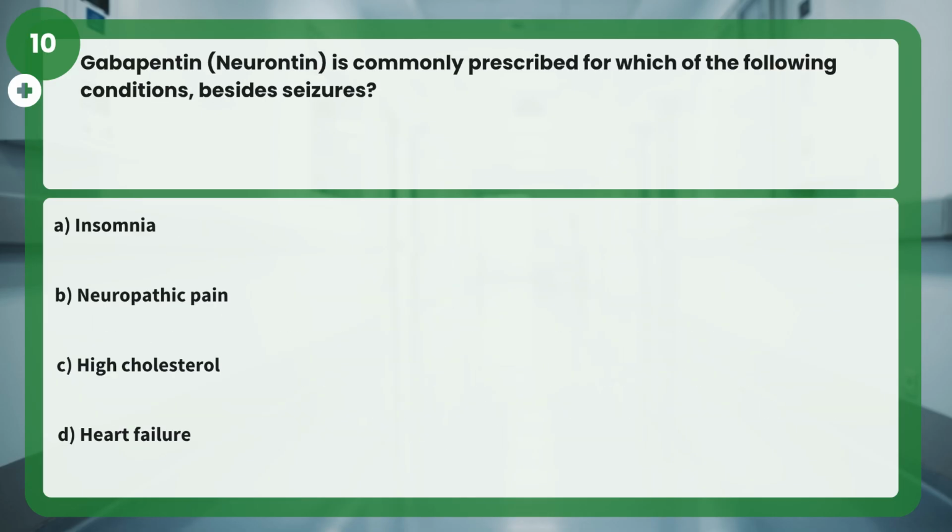Question 10. Gabapentin, Neurontin, is commonly prescribed for which of the following conditions, besides seizures? A. Insomnia. B. Neuropathic pain. C. High cholesterol. D. Heart failure.